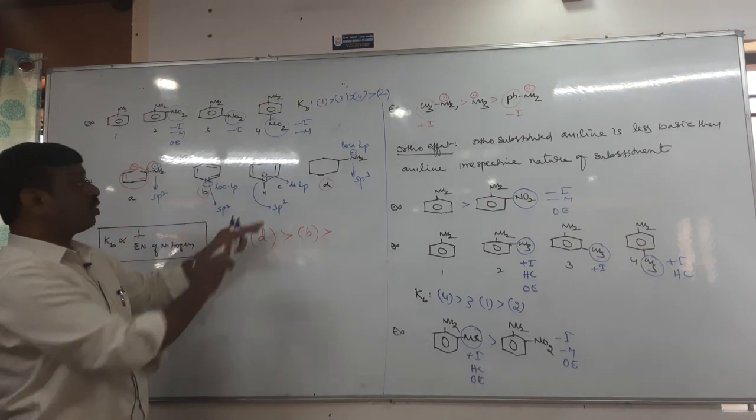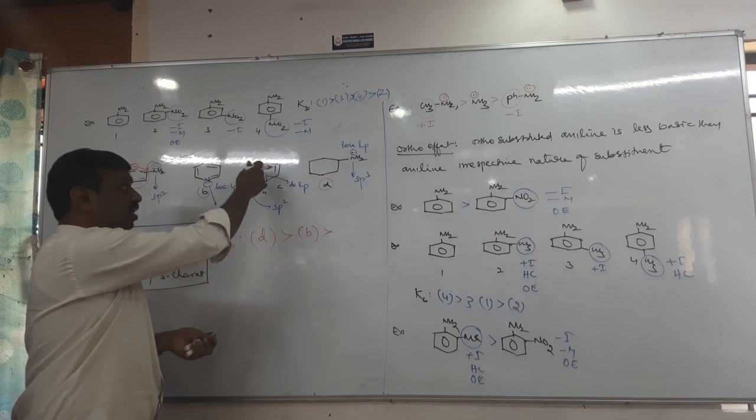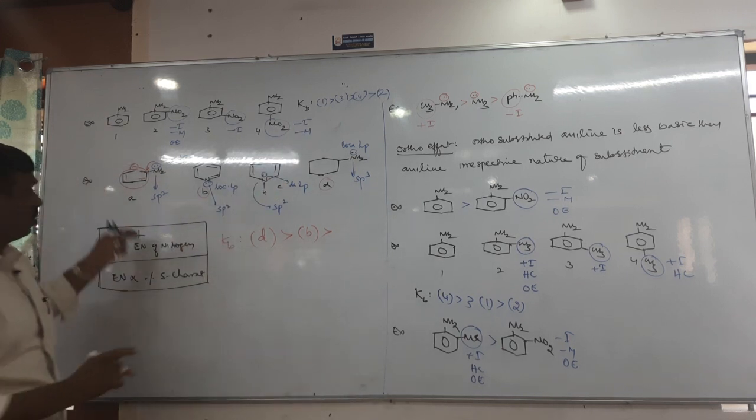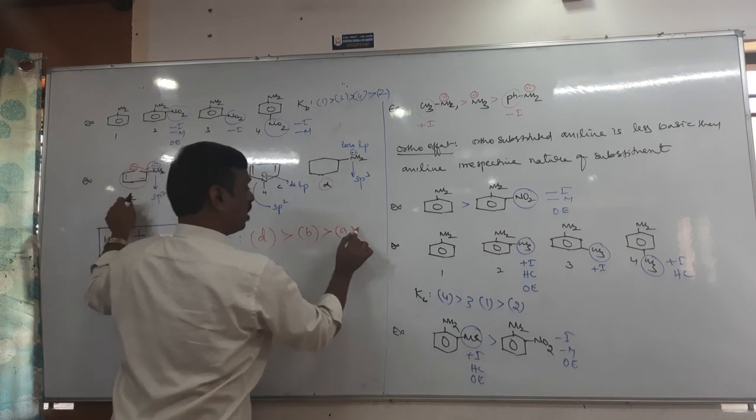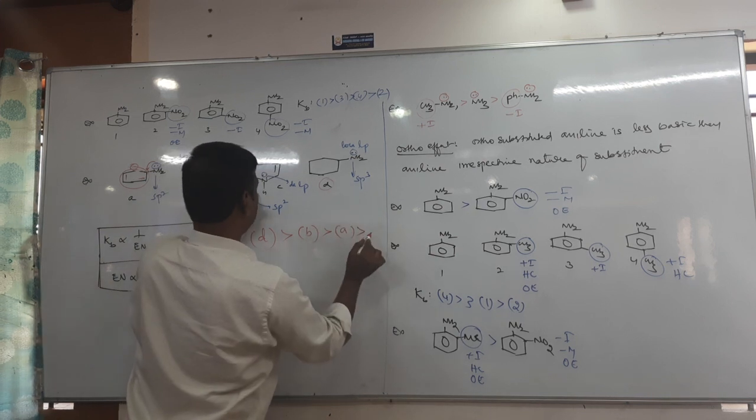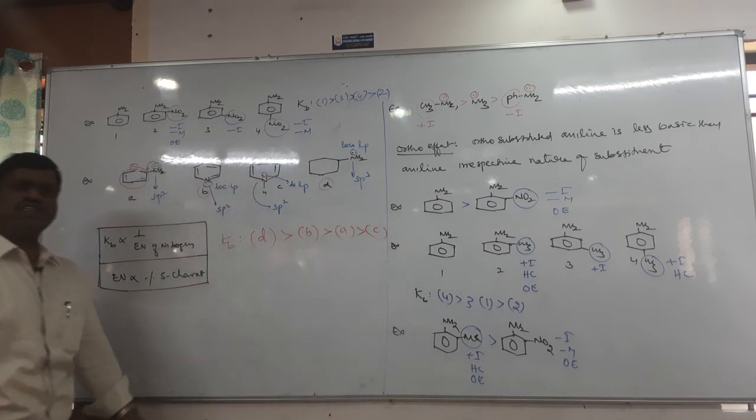But in the other case, due to resonance it loses aromaticity. That's why it cannot lose electron, it cannot donate electron. So therefore, A can donate, but B never, C never. So therefore C is least basic.